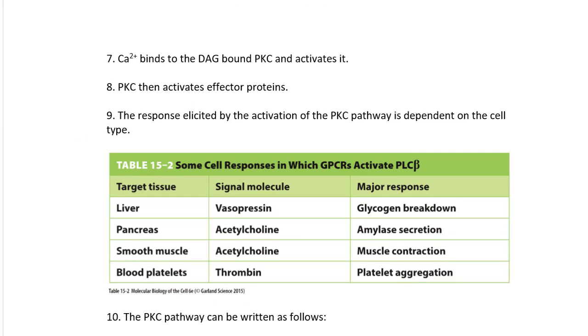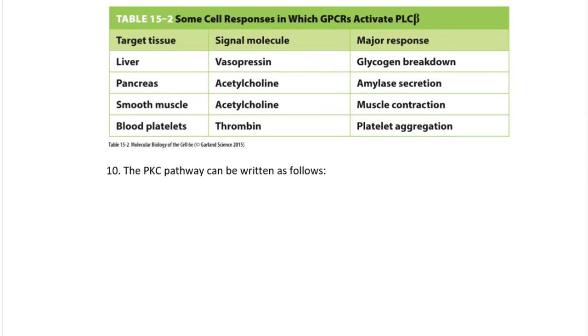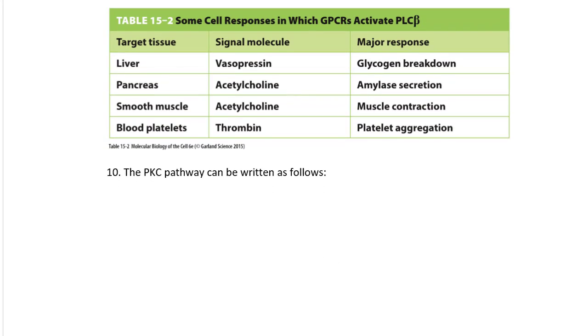Calcium binds to the DAG-bound PKC and activates it. PKC then activates effector proteins. The response elicited by activation of the PKC pathway is dependent on the cell type. So here we have another table showing the activation of the PKC pathway and what type of responses you can get from different cells, and also showing you the signaling molecules, and here are the responses, and here are the tissue types, or the cell types.